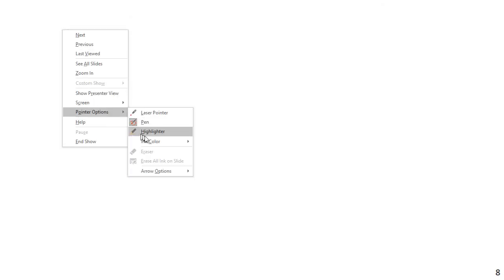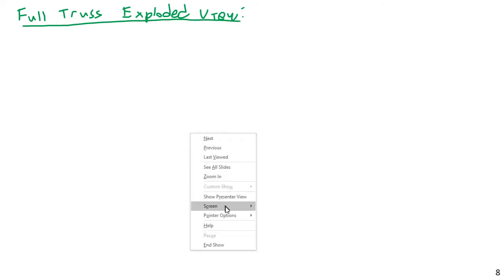Okay, so let's look at a full truss exploded view. This is a lot easier when you have a whiteboard in front of you because you can reference one on the other. So forgive me as I dash back and forth between these. I'm going to draw out a truss exploded view.